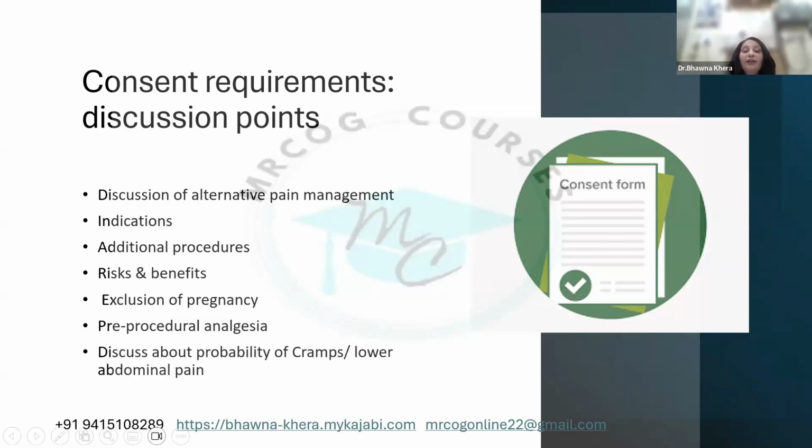Discuss the probability of cramps or lower abdominal pain, which can be seen either during the procedure or largely in the post-procedure period. So these are the important points to be discussed.